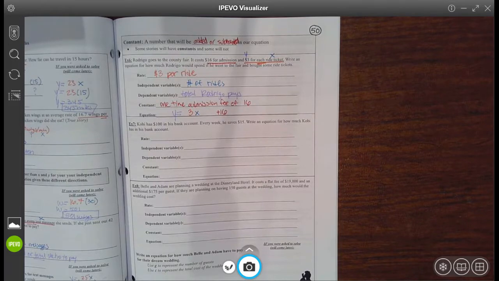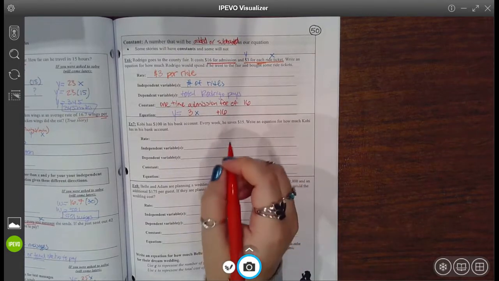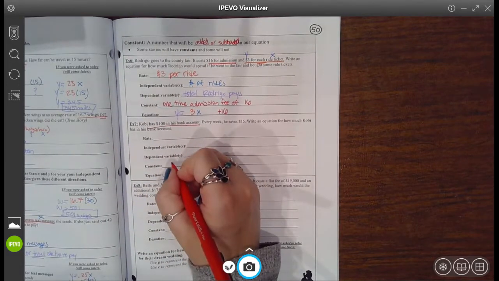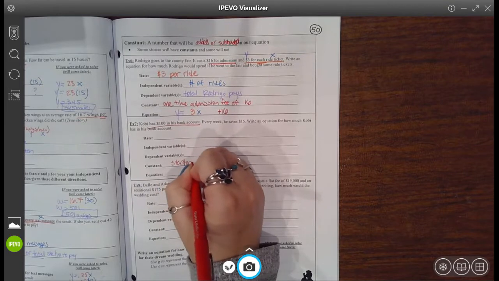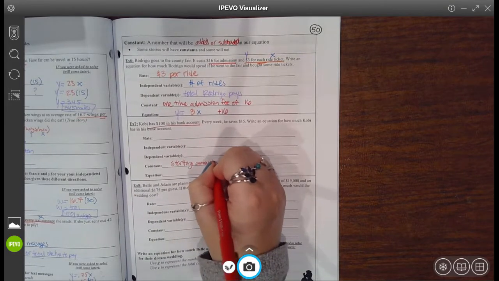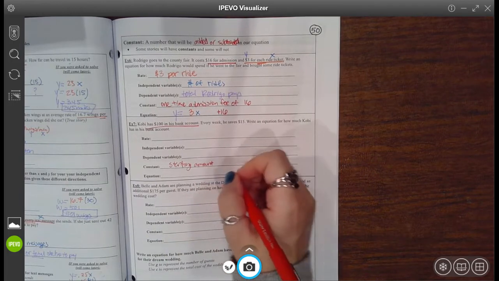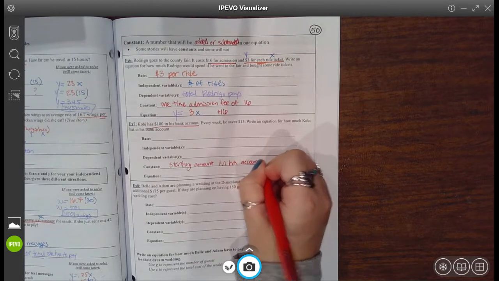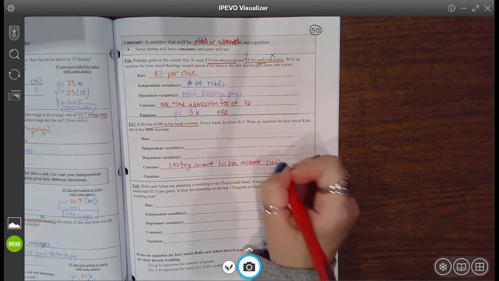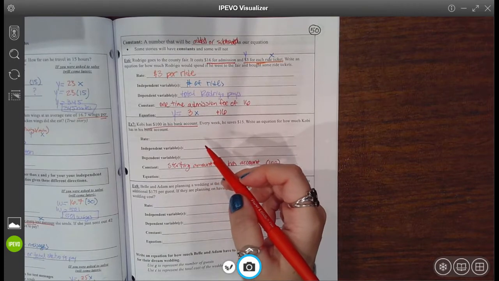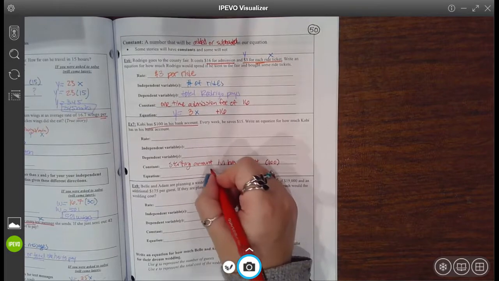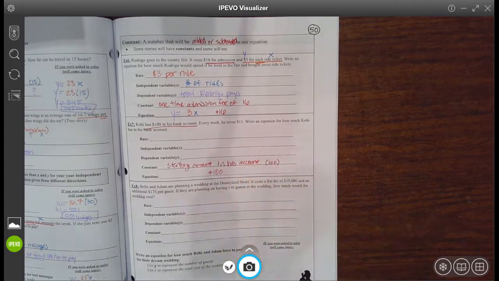What's the constant? Is there one? Yeah. So right here, he has $100 in his bank account. So your constant is the starting amount, okay? Because remember how we said sometimes it's called your initial or your starting. So the starting amount in his account is $100. Now, is this going to be added or subtracted? Well, every week he's saving this much more, so he's going to add this to his starting amount of $100. That's how much we have.